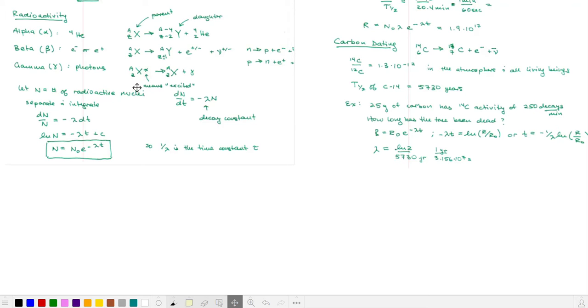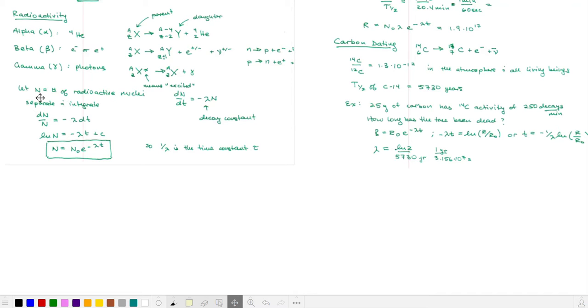So this asterisk means excited state, and you'll be entering the asterisk in your homework too when you mean excited. And the number of nucleons doesn't change, the number of protons doesn't change, the number of neutrons doesn't change, so A doesn't change. And so you have the same parent and daughter. It's just that the daughter is not excited and the parent is. And this is the symbol for a gamma ray or a photon.